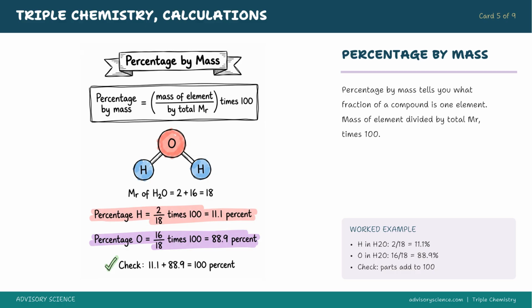Percentage by mass and empirical formula. These are 2 related calculations. Percentage by mass tells you what fraction of a compound is 1 element. Empirical formula is the simplest whole number ratio of atoms. For percentage by mass, mass of element in the formula divided by the total relative formula mass times 100 because it's a percentage.